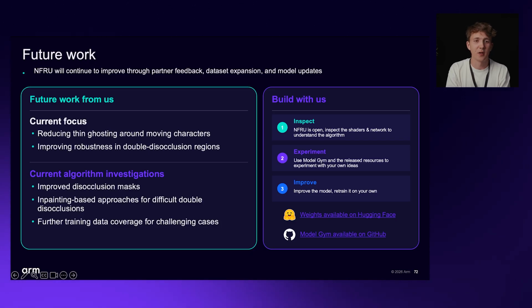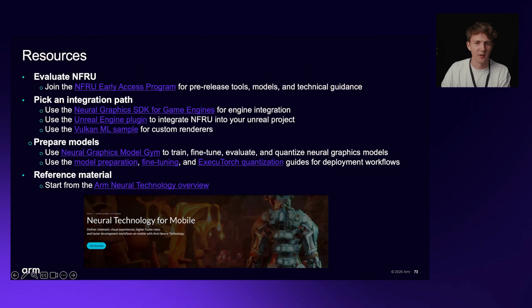As well as us working on NFRU though, we would like to invite you to build with us. NFRU is now open, and so you can inspect the shaders and the network to understand how the algorithm works. You can use the model gym and the released resources to experiment with your own ideas, or retrain and improve the model for your own content. Additionally, the weights and the shaders are available on Hugging Face, and you can find the model gym on GitHub. But we'd like this to be something that developers and researchers can inspect, test and improve upon, and it's not just a big black box. And I hope today's presentation has helped reveal some of our approach, and maybe we can work together to find ways to improve on this.